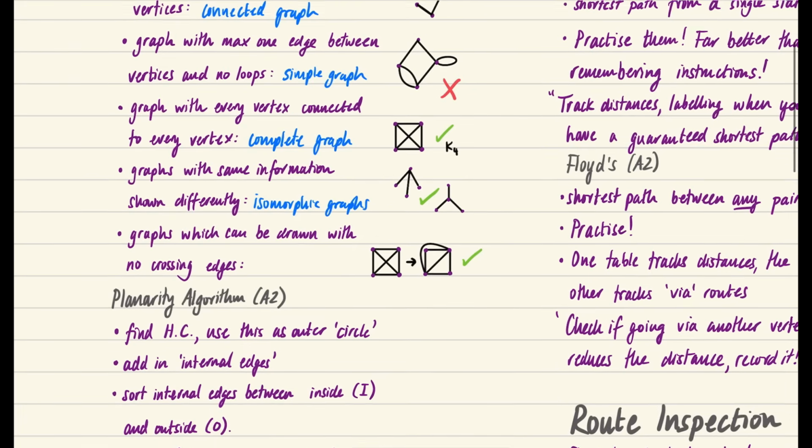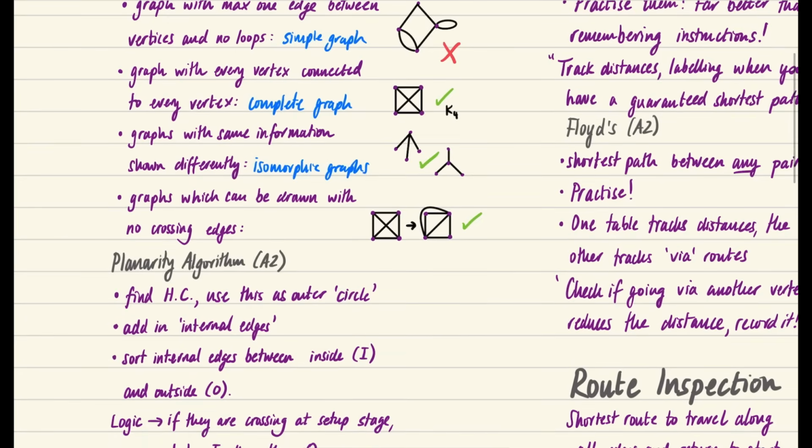And graphs which can be drawn with no crossing edges at all are ones that we would call planar graphs. So we can see this graph here is planar. Although there's an edge that's crossing it right now, I could take that edge between these two vertices and I could pull it around the side like this so that I no longer have any of them crossing over each other.